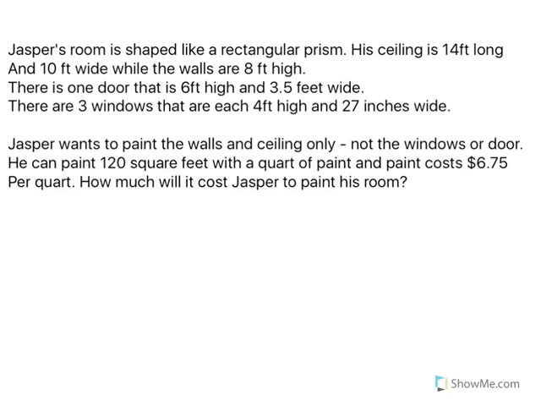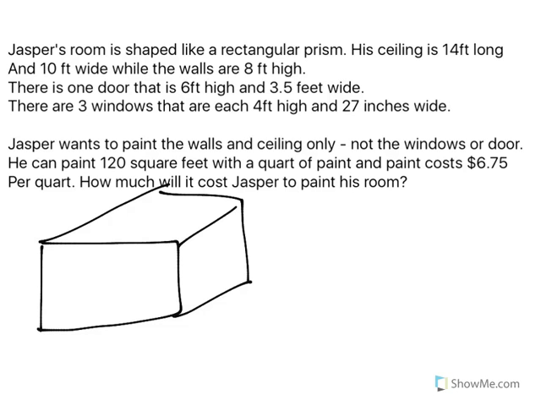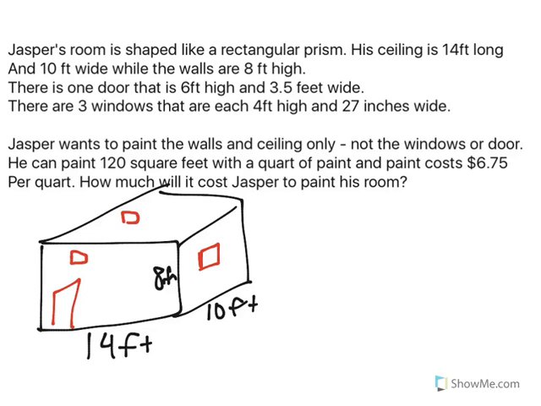So if you draw a picture of what that looks like, and you think about the prism of it, the walls are 8 feet high, and then we're talking 14 feet long, 10 feet wide. So there's kind of the basic shape of his room. Now there's one door that is 6 feet high and 3.5 feet wide. All right, so he's got a door somewhere. And there are 3 windows that are each 4 feet high and 27 inches wide. So he's got 3 windows in places.